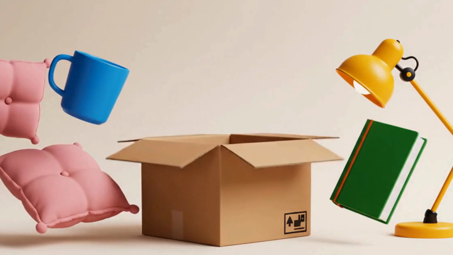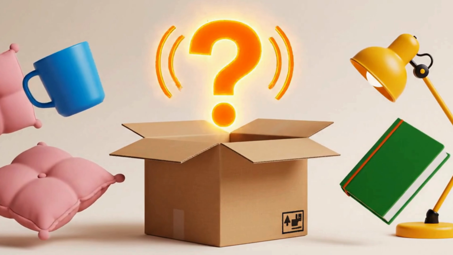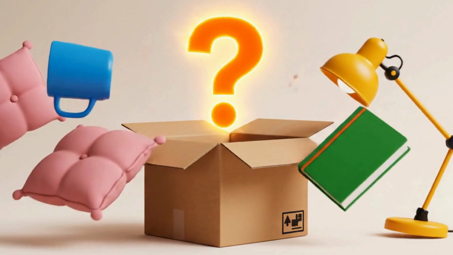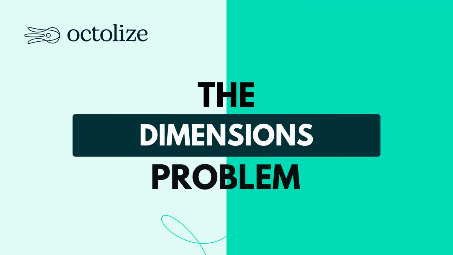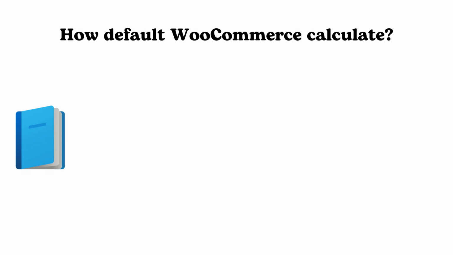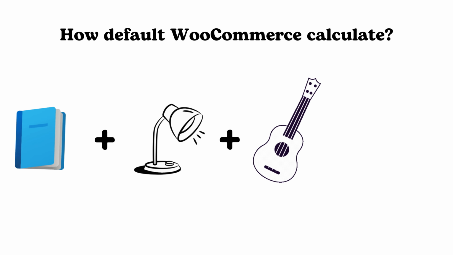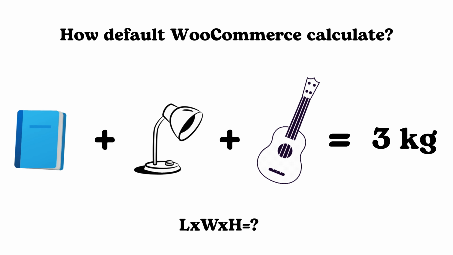How many boxes does this order actually need? WooCommerce has no idea. It just adds up the weight and leaves you or your client to cover the gap. The dimensions problem. By default, WooCommerce only considers weight when calculating shipping. It completely ignores length, width, and height, the dimensions that actually determine how many boxes you need.